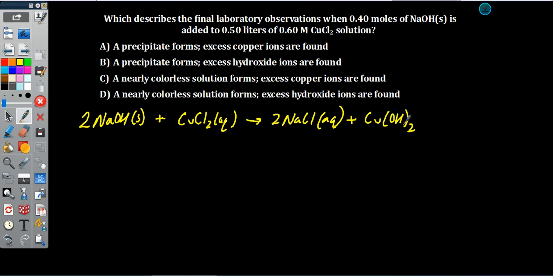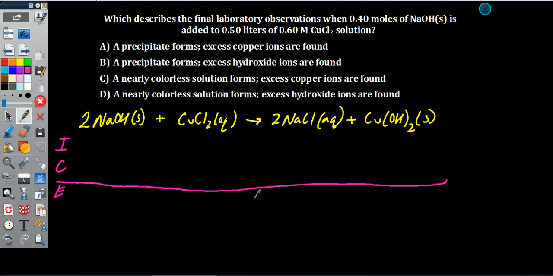solubility chart, or if it's provided, you would find that this, in fact, does form a solid precipitate. It's insoluble. So that narrows this thing down to either answer choice A or answer choice B. We are going to form a precipitate. Next, let's set up an ice table to solve the other part of this problem.